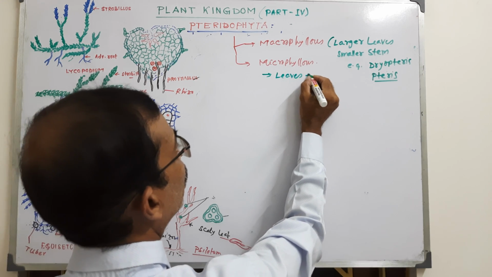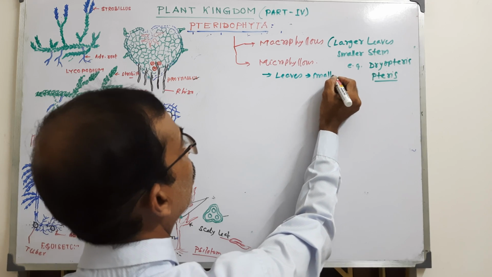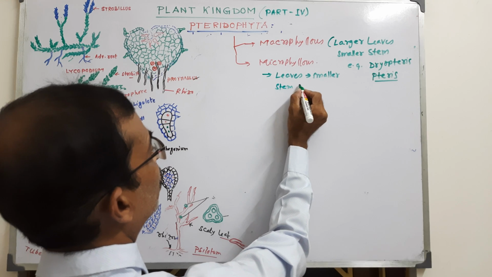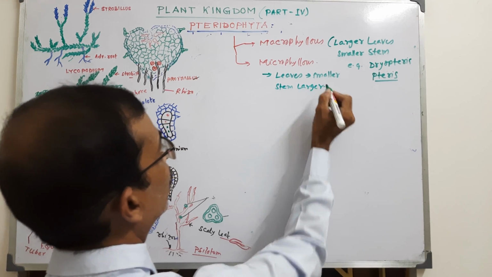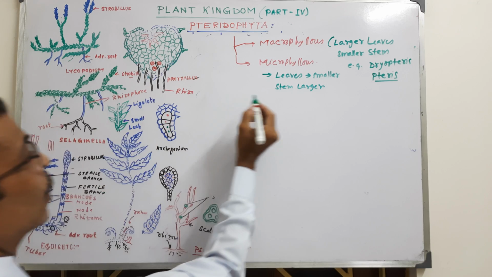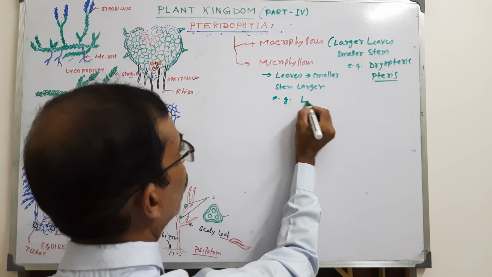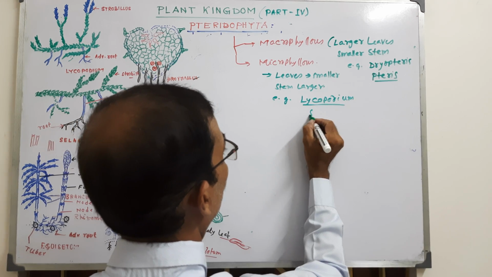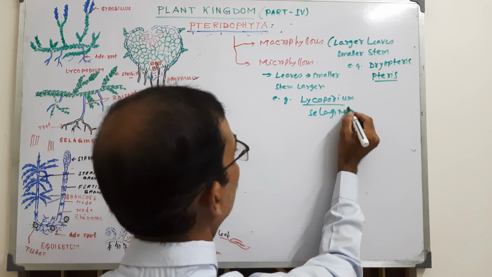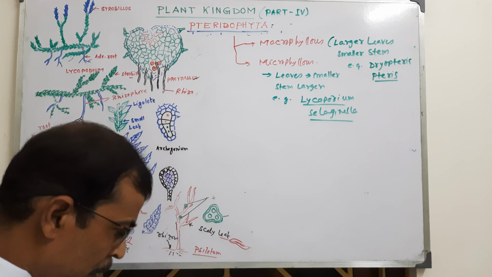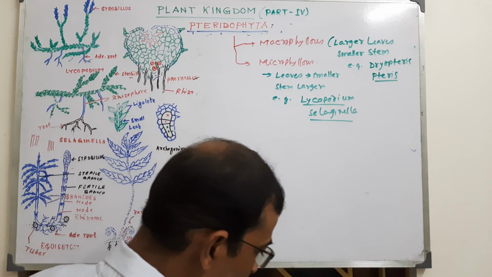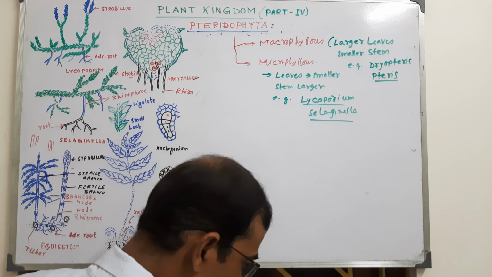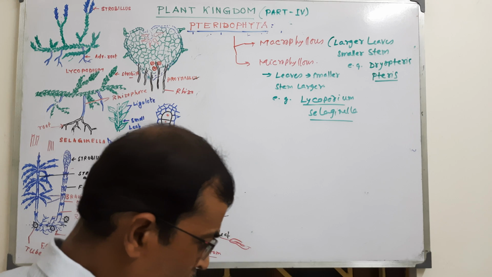Leaves smaller and stem larger. This is the larger stem. Examples: Lycopodium, Selaginella. Okay, Selaginella. These are about their stem, leaves, etc. And next about sporophyll.